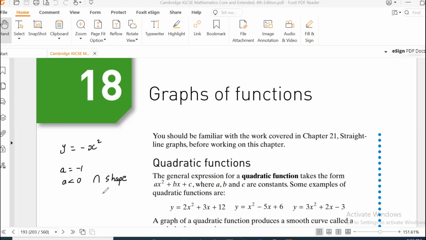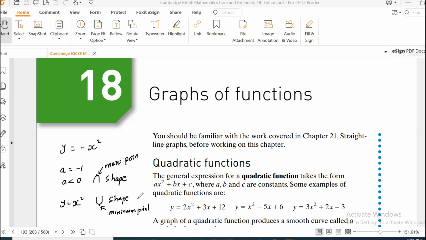And one more thing, whenever we have N shape, we have a maximum point. This point is called the maximum point. And if we have U shape, like y is equal to x square, in this case we have a minimum point.